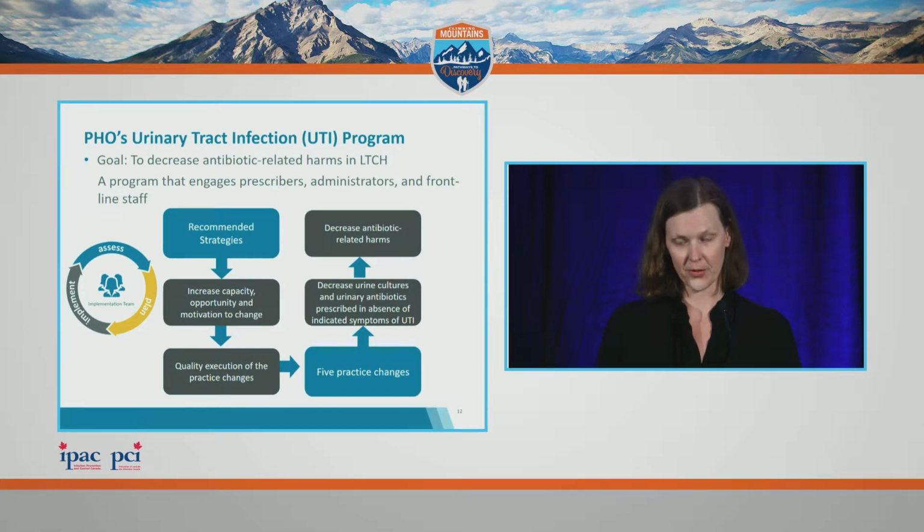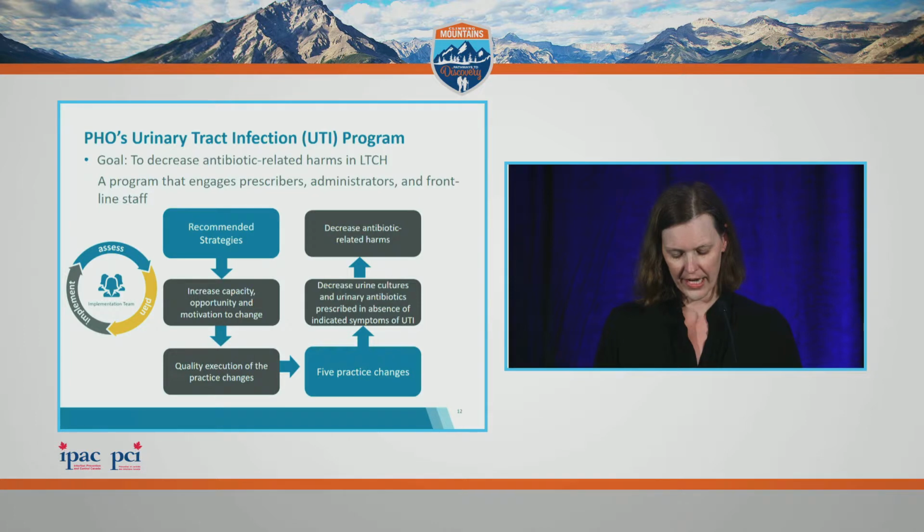So this slide shows a really simplified logic model of what we set out to try to achieve and with whom. In this case, we want to decrease antibiotic-related harms in long-term care homes and engage prescribers, administrators, and frontline staff. So that's our who and our what. And we would do that by recommending strategies that increase capacity, opportunity, and motivation.